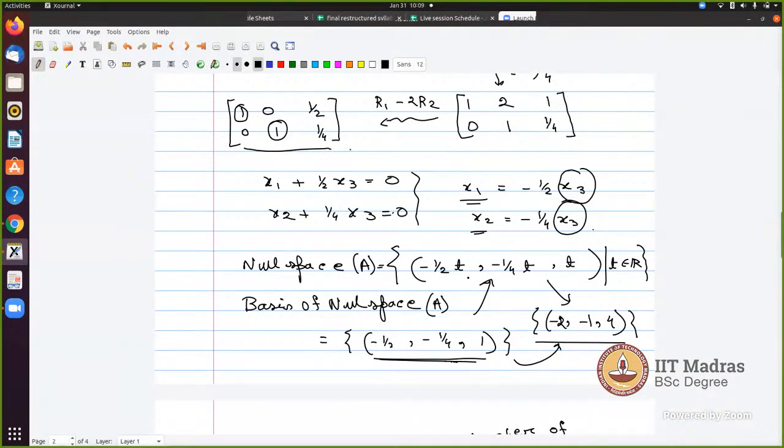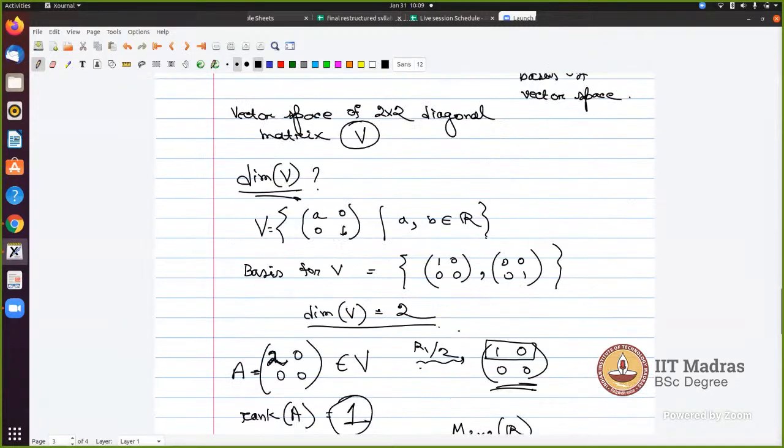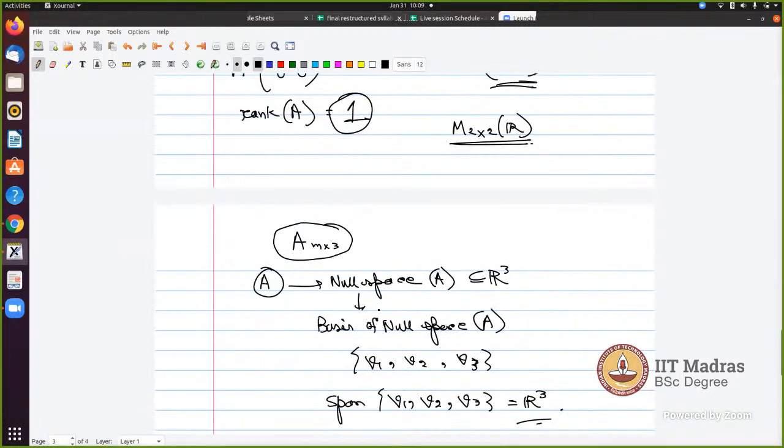Why? Because this is your solution space. So I can take a basis of this null space because this is a vector subspace. So I have written down the basis, and the cardinality of the basis is the same as the number of independent variables, right? Because we can put one there, right? Yes, sir. So here nullity is one. That's what I have said here. Is it clear? Yes, sir. Thank you, sir.